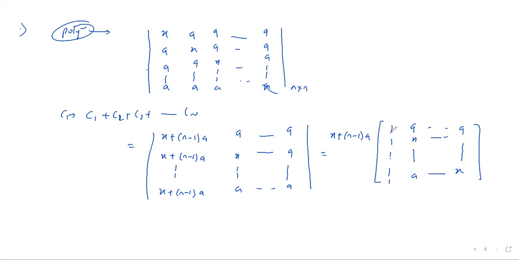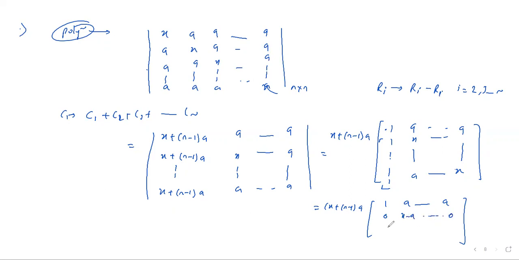I will subtract the first row from all the rows, that is, I am applying Ri minus R1, where i goes from 2, 3 to n. So I subtract R1 from R2, R3, R4 going on to Rn. I will get x plus (n minus 1) into a, and 1, a, a going to a, which will be 0. This would be x minus a and all the corresponding entries would be 0. Similarly, here it would be 1 minus 1, 0. Here all the diagonal elements are x's, so they go to x minus a, and all the other elements are a's only, so they go to 0. Similarly, this would be 0, 0, 0, and this is x minus a.